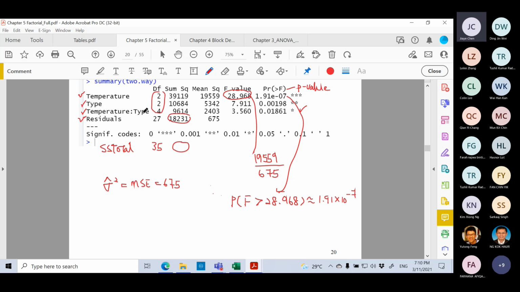Unless the interaction is not significant, meaning there is no difference for the interaction, then when you interpret your result of the temperature, you can interpret it separately, and the type of the material you can also interpret separately. Okay, but in this example, the interaction is significant. It means that if I set the alpha at 5%, the alpha will be larger than the p-value. Then you have to reject the null hypothesis. You reject the null hypothesis, it means that the interaction is significant.